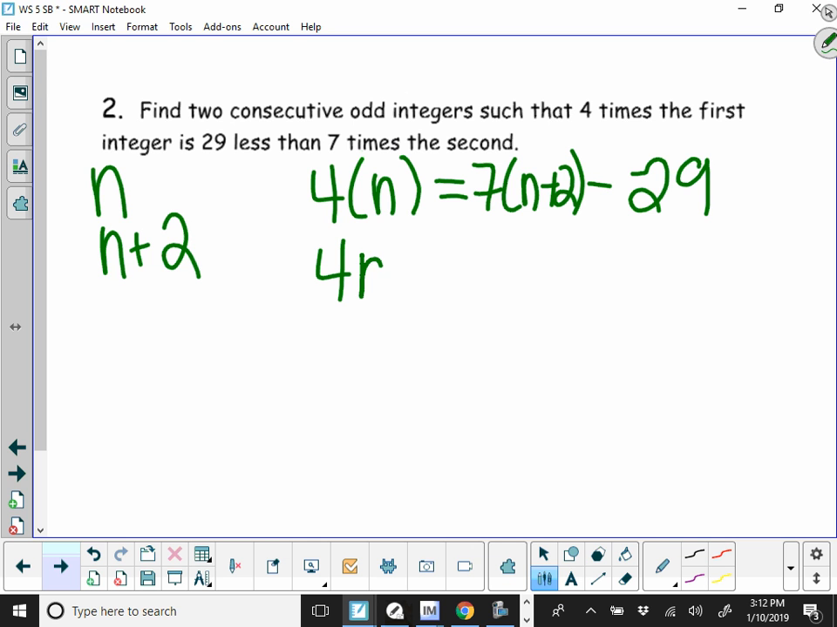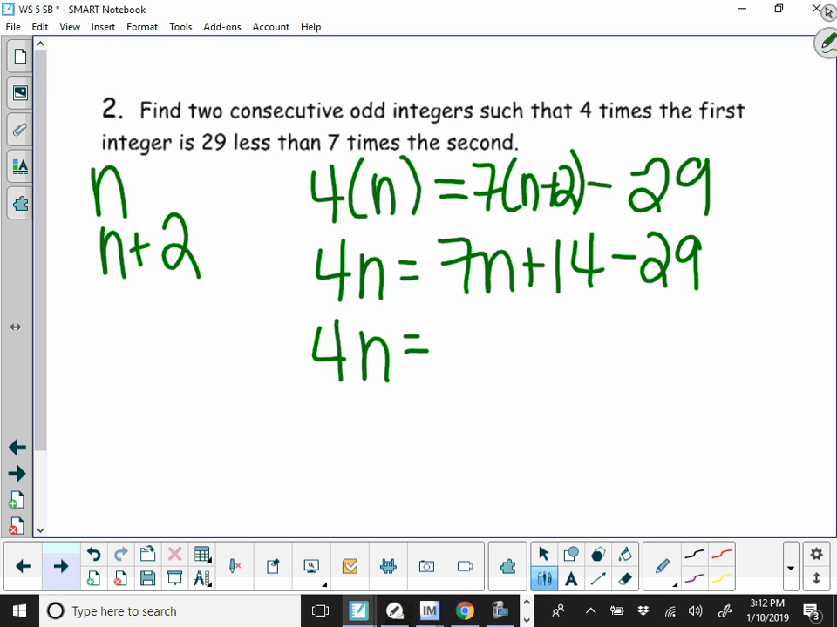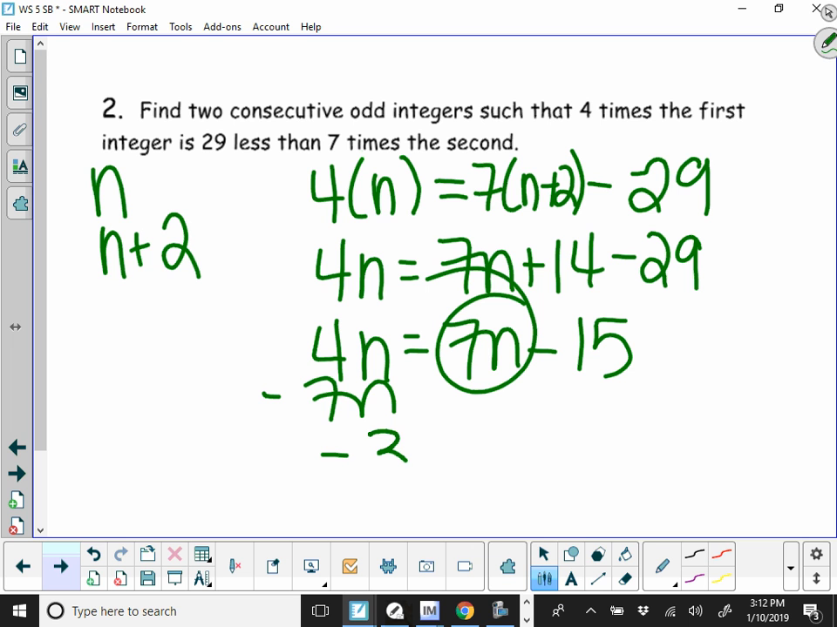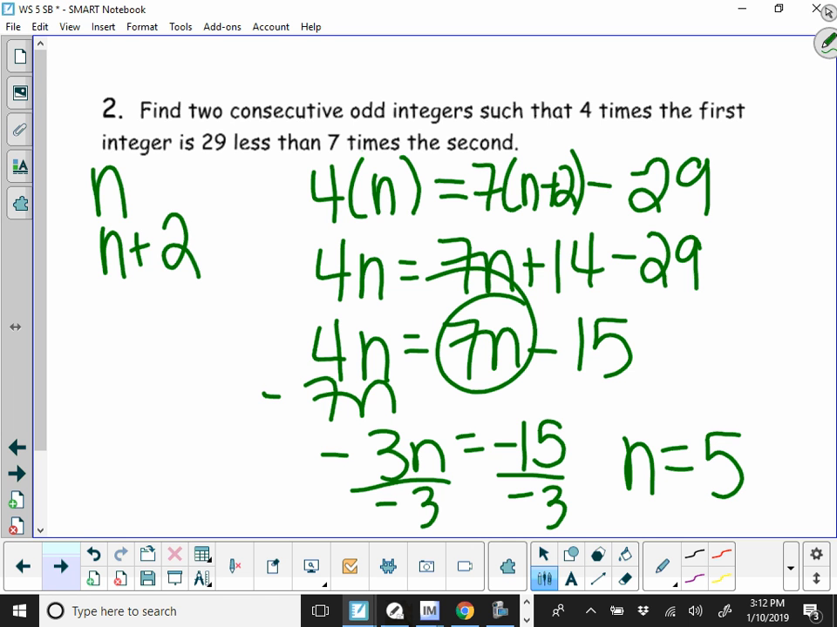Okay, so that gives me 4n is equal to 7n plus 14 minus 29. Combine right there. 14 minus 29 is negative 15. So I'm going to move my 7n. So that gives me negative 3n is equal to negative 15. So once you divide by your negative 3, n should equal 5. So consecutive odd would make them 5 and 7.